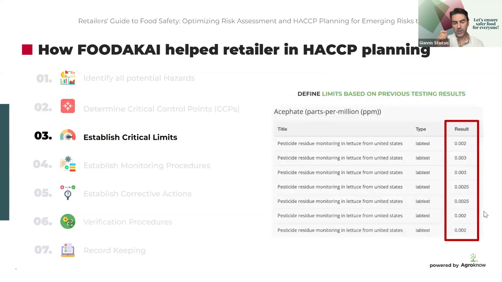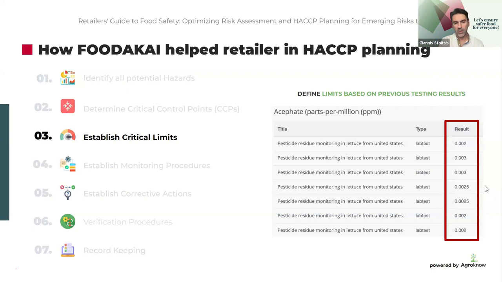The next step is establishing critical limits. In a system like Fudakai, we also have data about testing results for fresh produce for chemical and physical issues. They could define, for a specific insecticide like acephate, what the limit should be, not only based on regulatory requirements but also on real data and real results for this specific product, like the lettuce that is tested annually by the government. So they also have the data about which specific limit they could add into the specification. This helps them very much to define the specifications.